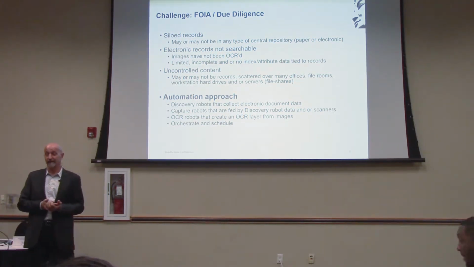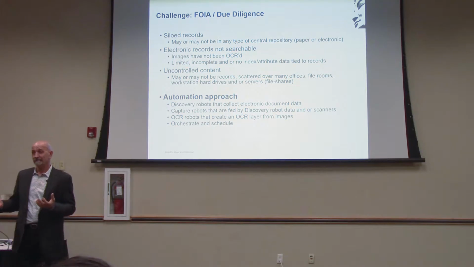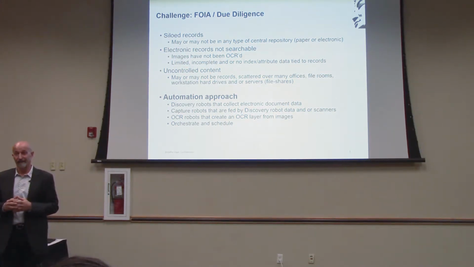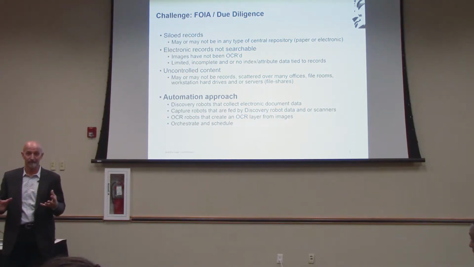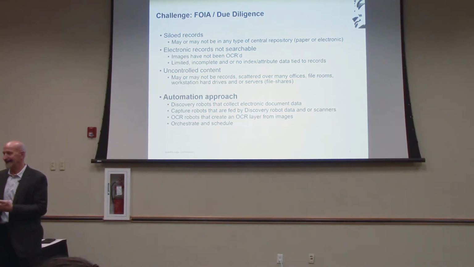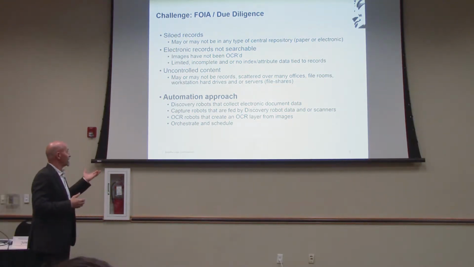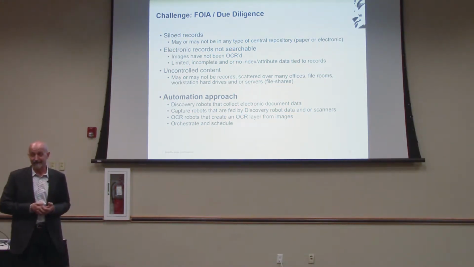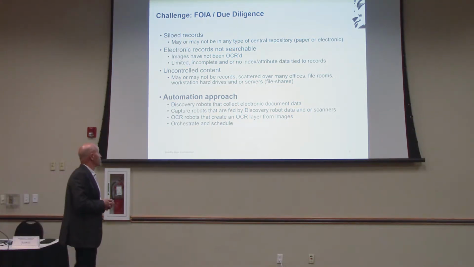Things that are electronic, images, documents that were maybe TIFFs, not PDFs, or PDFs that were never searchable. So I may go find the information, but now I have to read through it because I can't tell if the data I have in there, maybe the name of the document is appropriate for what I'm doing, but I have to actually open it up and look at the content. So again, electronic documents that aren't searchable.